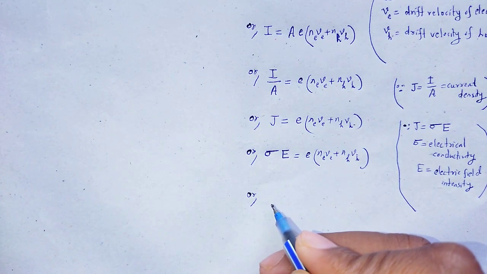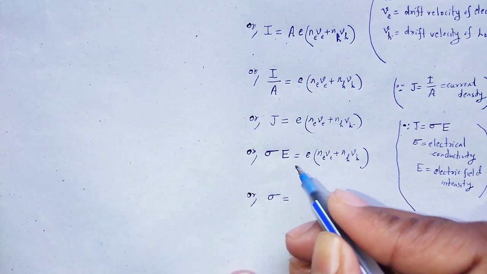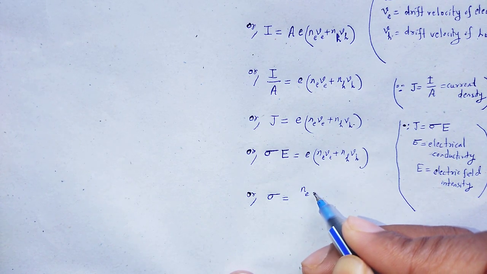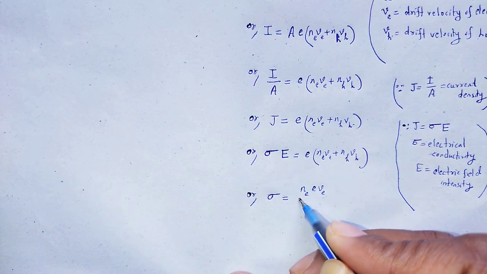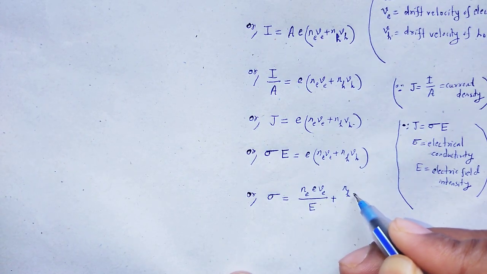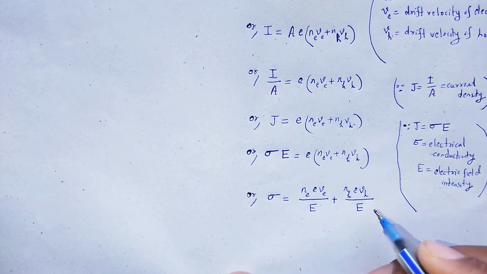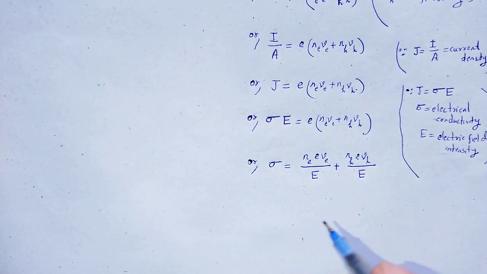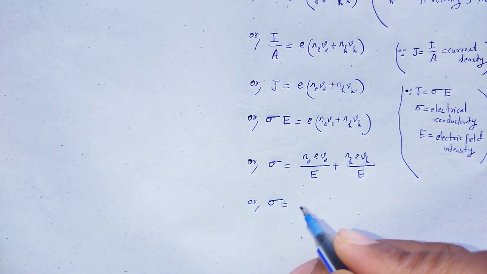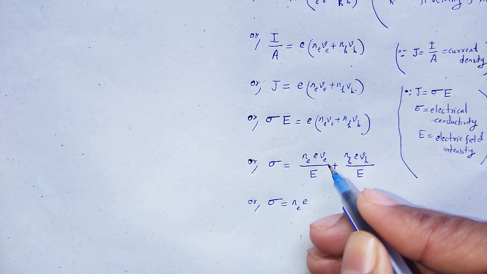Therefore, sigma is equal to n E e v E divided by E plus n H e v H divided by E, or sigma is equal to n E e v E divided by E.